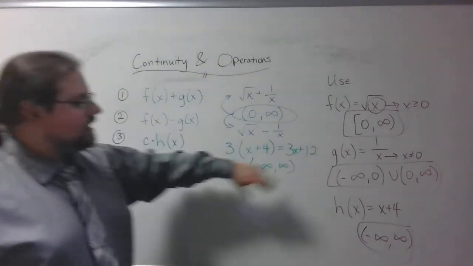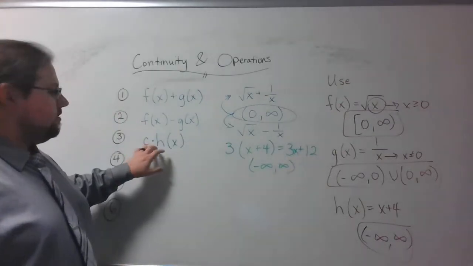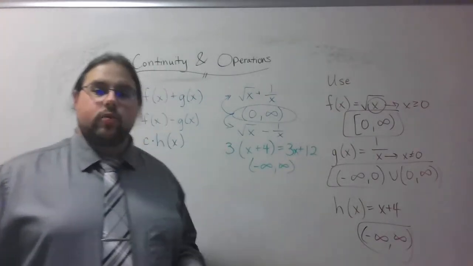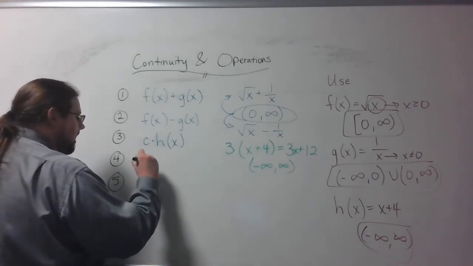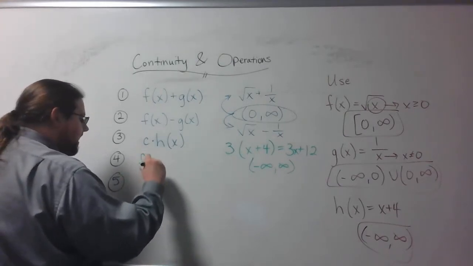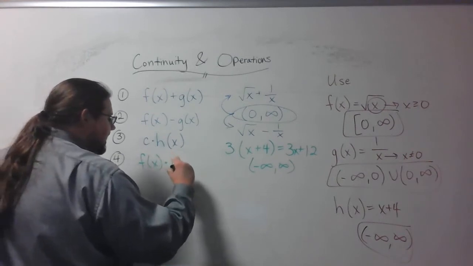I used f and g here, so I had to apply f and g. If I used h here, I'm going to use whatever h was here. All right, let me do another one. This time, I'm going to multiply f of x by h of x.